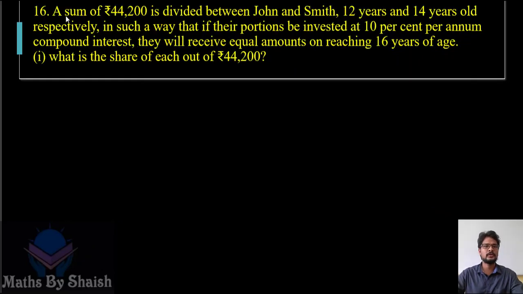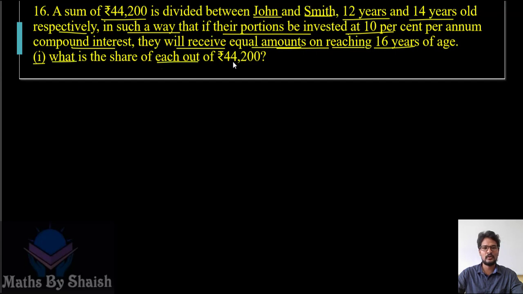This is the 16th question. A sum of 44,200 is divided between John and Smith, who were 12 years and 14 years old respectively, in such a way that if their portions are invested at 10% per annum compound interest, they will receive equal amounts on reaching 16 years of age. The first part is, what is the share of each out of 44,200?